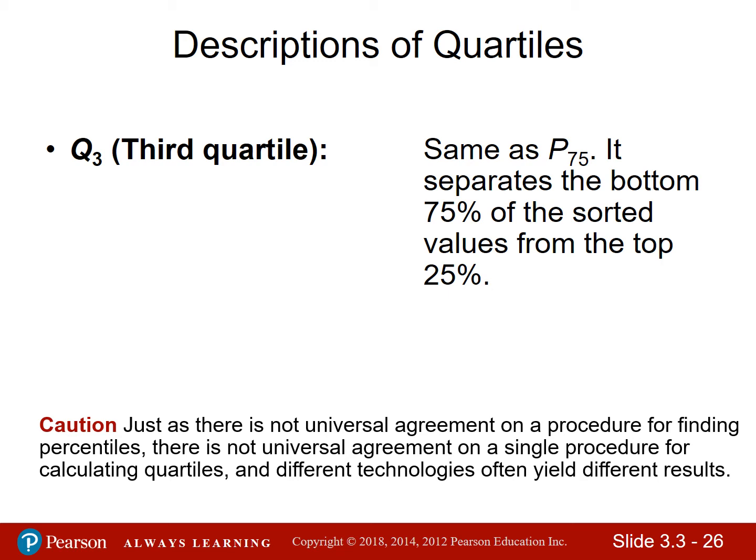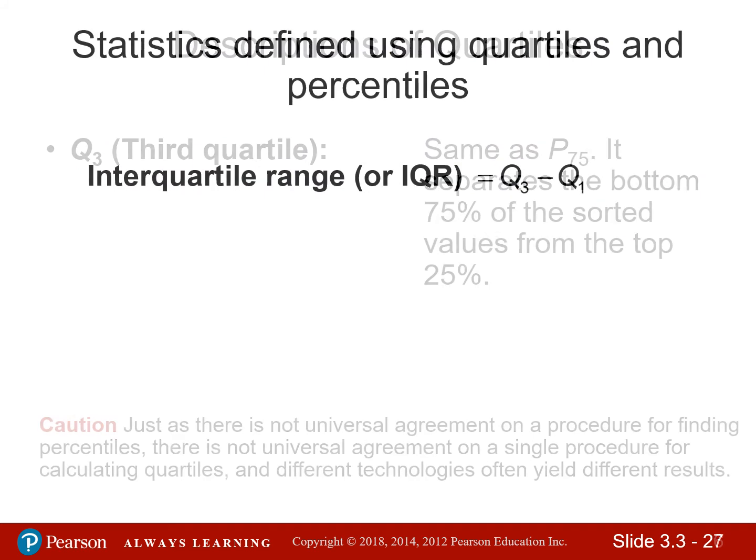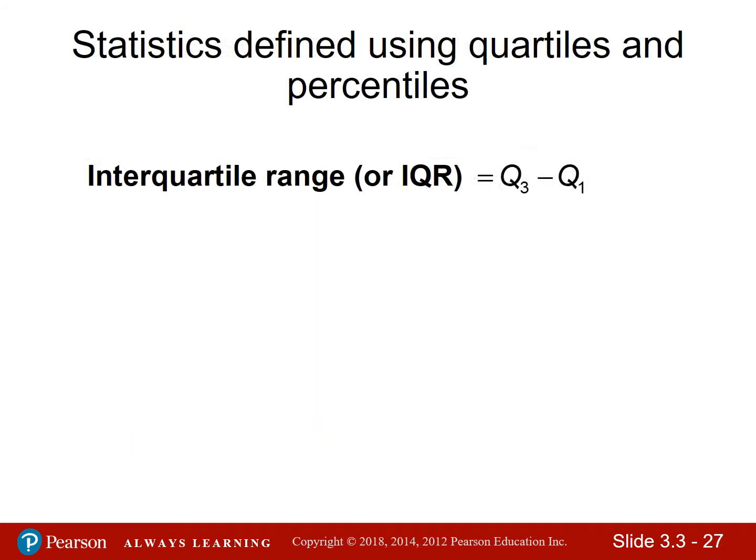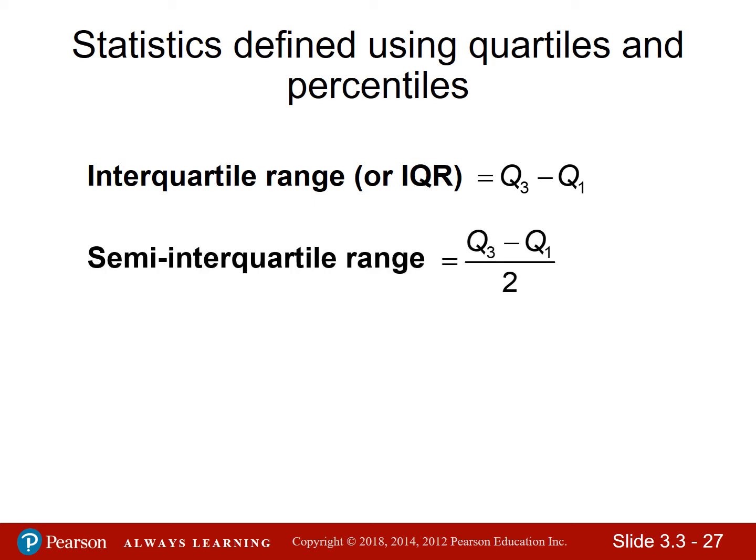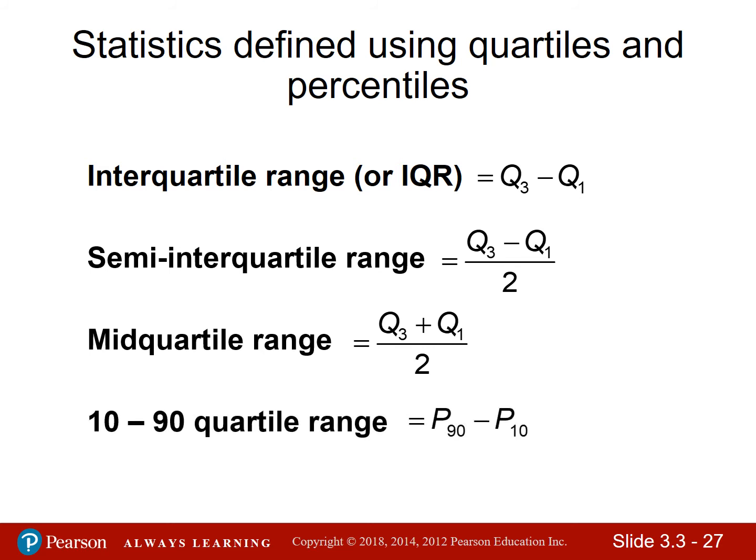All right, you can read this question on your own. There is also the interquartile range, which is Q3 minus Q1, and the semi-interquartile range, which is Q3 minus Q1 divided by 2. You don't need to memorize these formulas. And the midquartile is Q3 plus Q1 divided by 2. We already told you Q1 is P25, Q2 is P50, and Q3 is P75, and we know how to find them, but we'll go over it again. The 10-90 percentile range is P90 minus P10. Those are just basic computations.